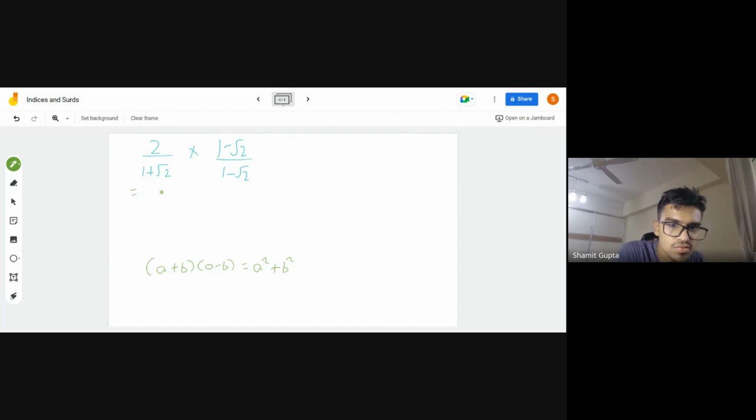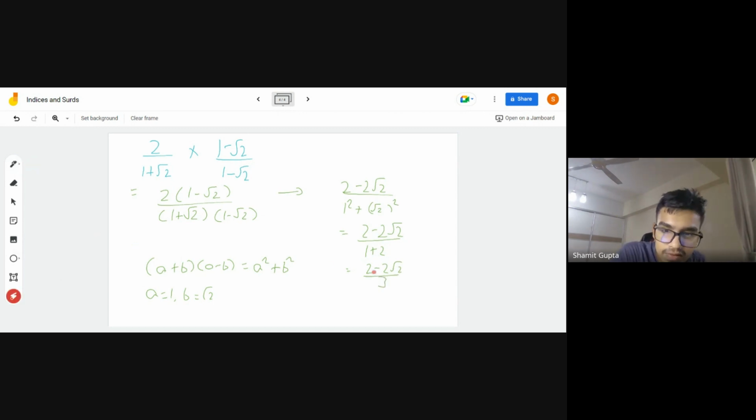So what this does is, in the numerator again, I'll have 2 times 1 minus square root of 2. In the denominator, it's 1 plus square root of 2 times 1 minus square root of 2. So a is equal to 1 and b is equal to square root of 2. This can be written as 2 minus 2 root 2 over a squared minus b squared. So a is 1, so 1 squared minus root 2 squared. This is 2 minus 2 root 2 over 1 minus 2, which is... you can see now we have no surd in the denominator.